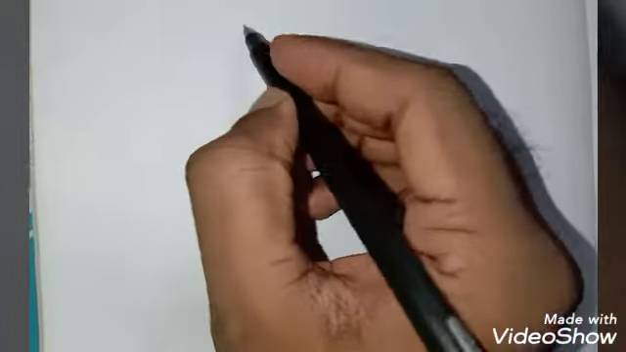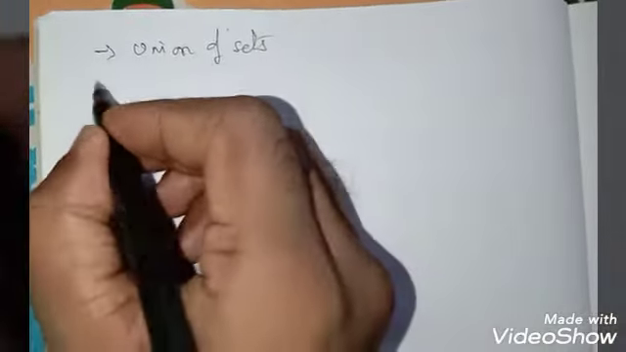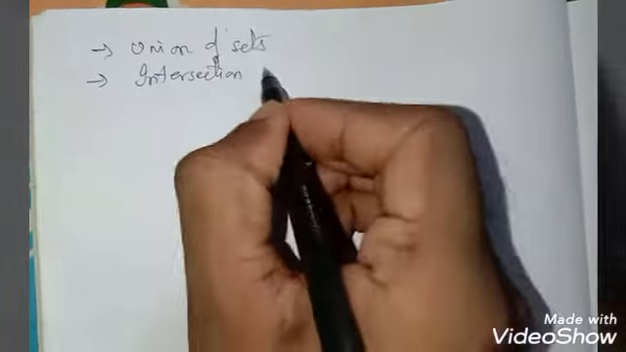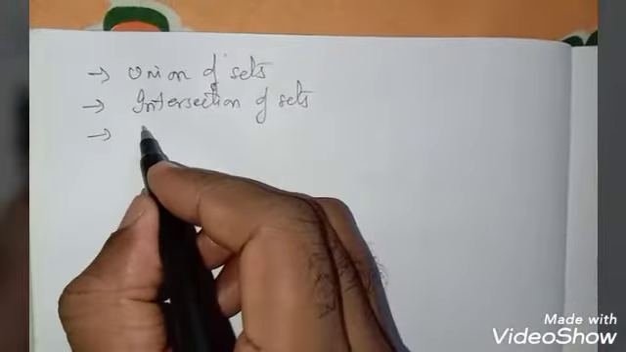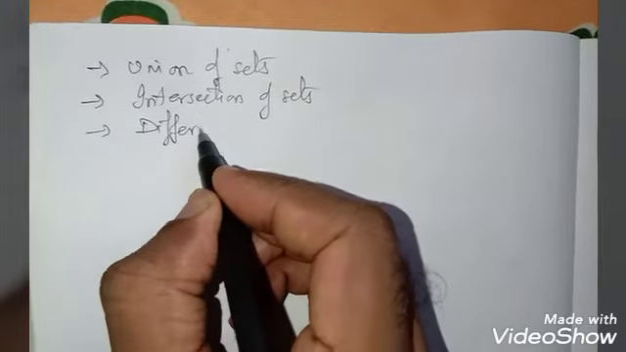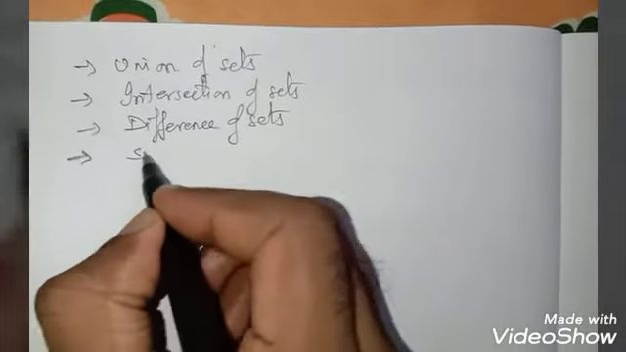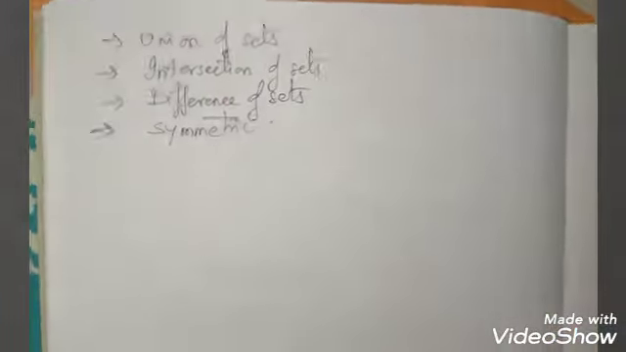Students, today we are going to learn about what is union of sets, what is intersection, what is difference of the sets. So these topics we will discuss here today: union of sets, next intersection of sets, next third one difference of sets, and last one is symmetric difference. So these four topics we will discuss.